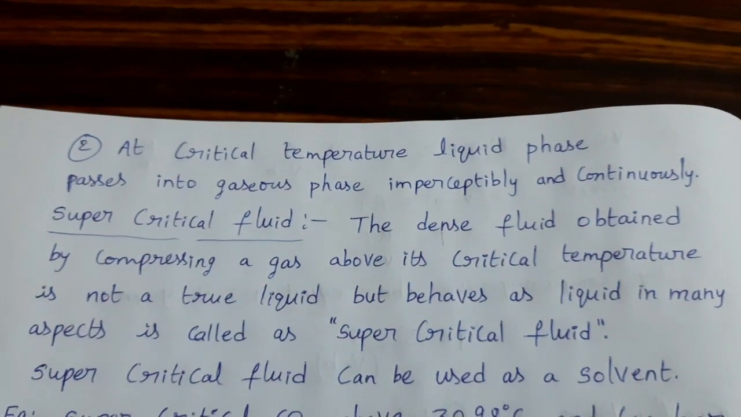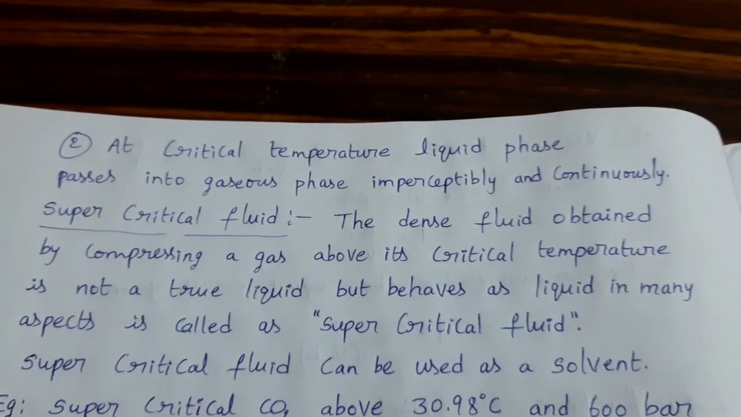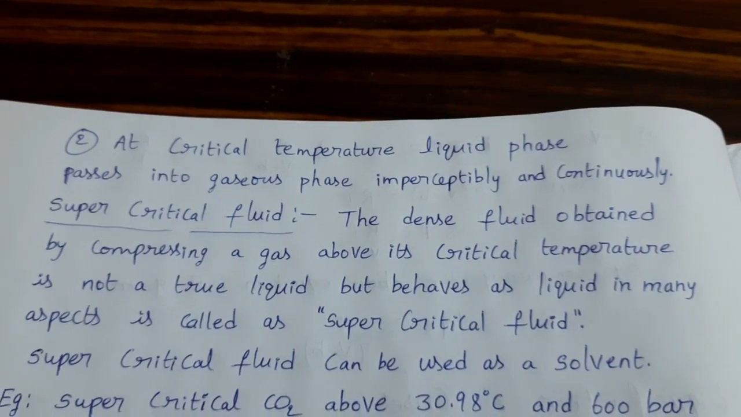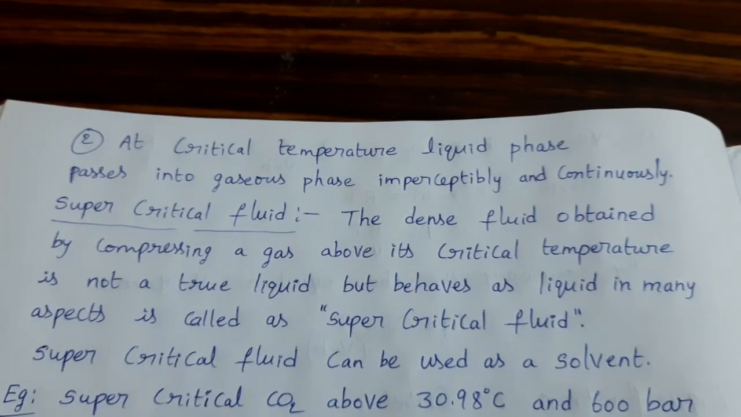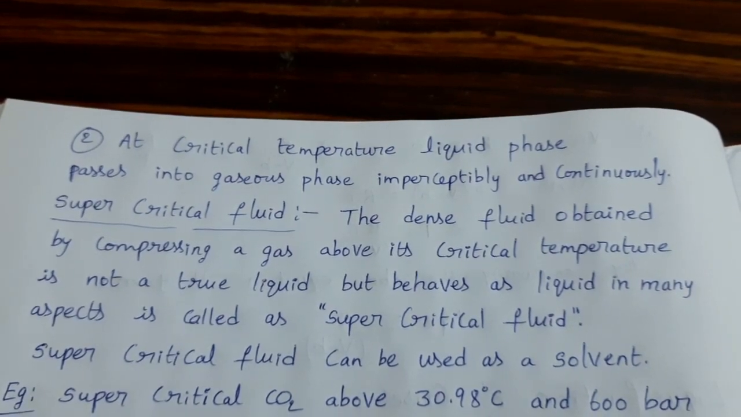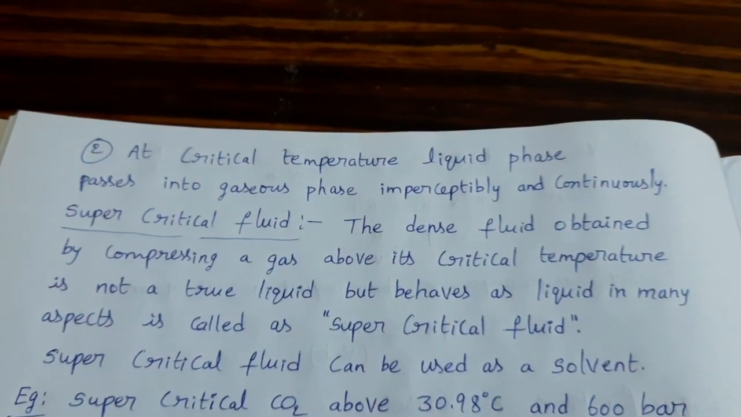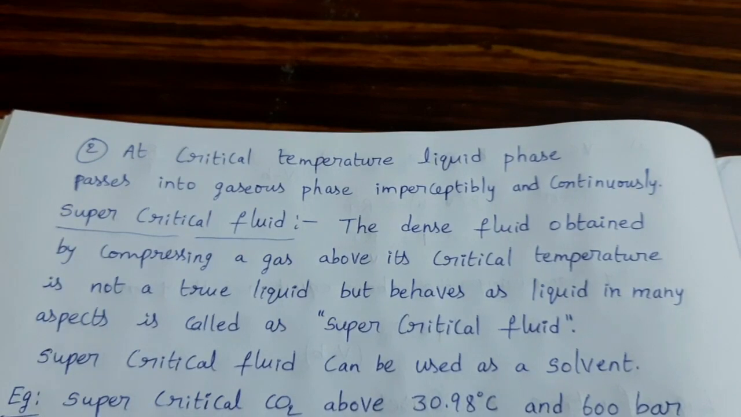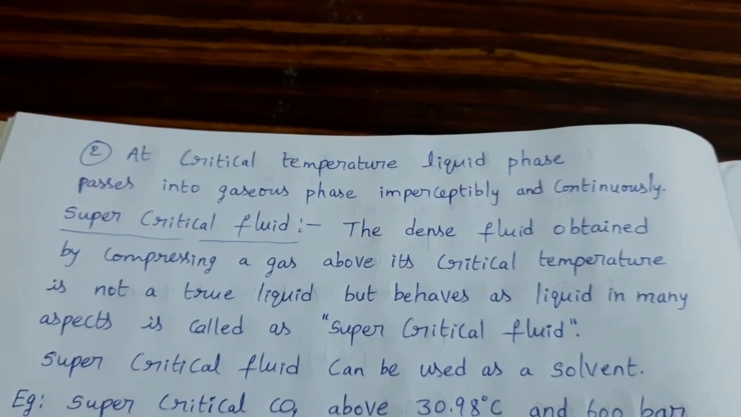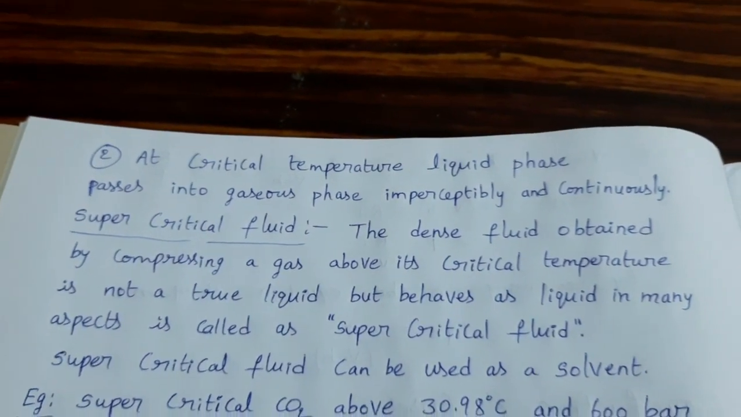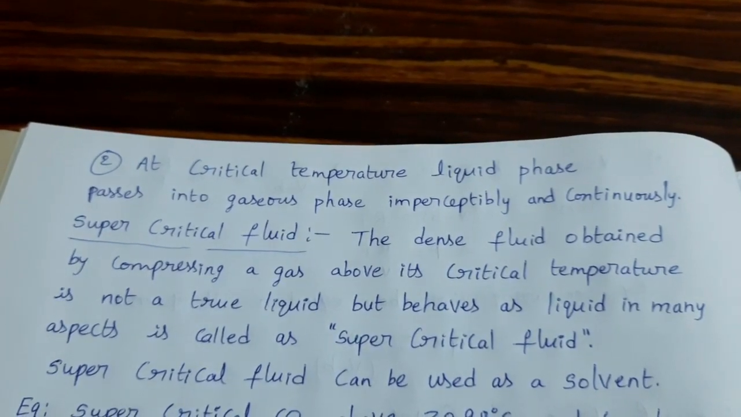Next, supercritical fluid. The dense fluid obtained by compressing a gas above its critical temperature is not a true liquid, but behaves as liquid in many aspects. It is called supercritical fluid. Okay, now come to this. Take a gas above its critical temperature. If we apply pressure, then it can be converted to a liquid, but actually it is not a liquid, but it exhibits many aspects of the liquid. That's why it is called supercritical fluid.